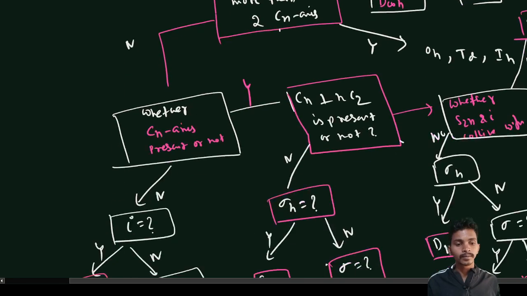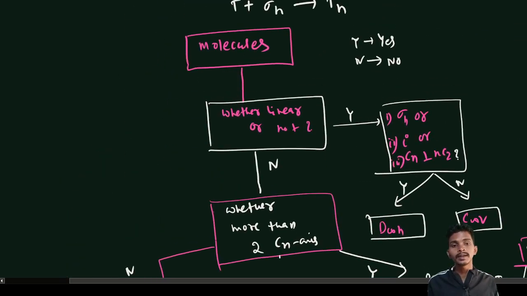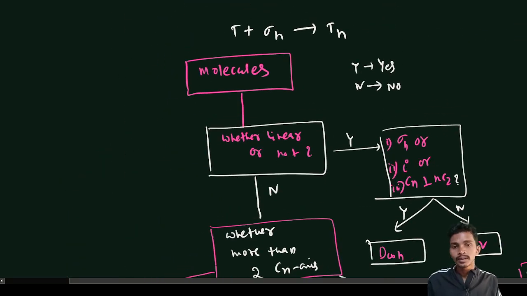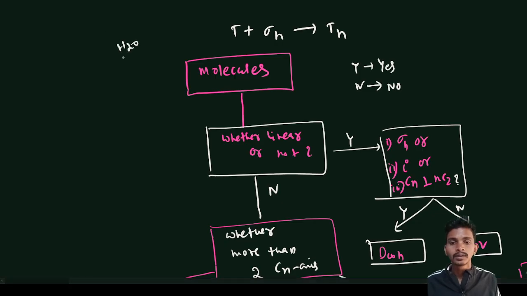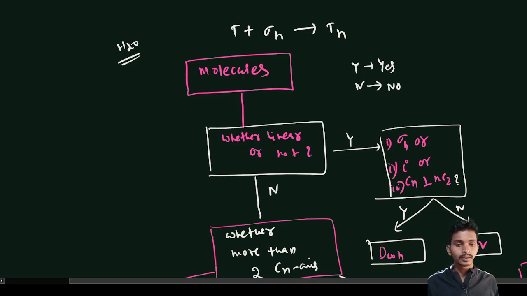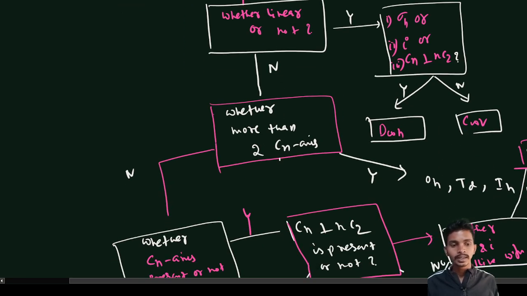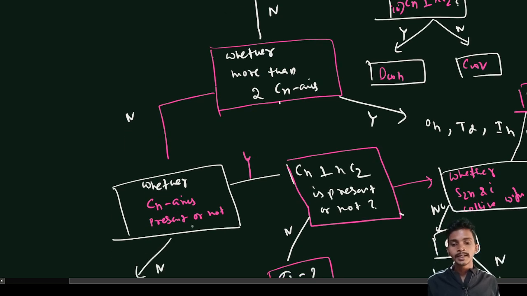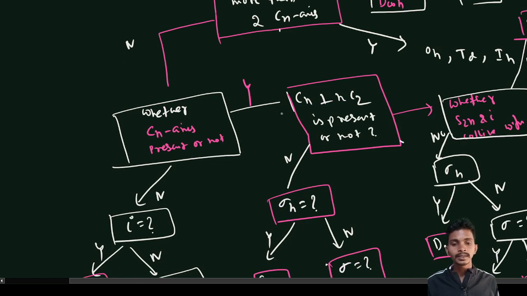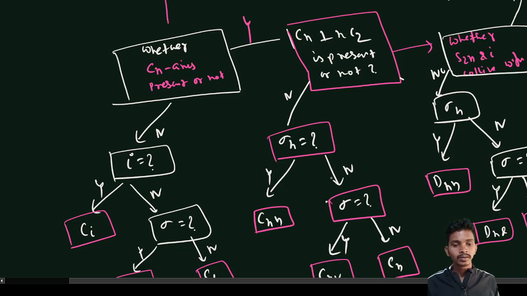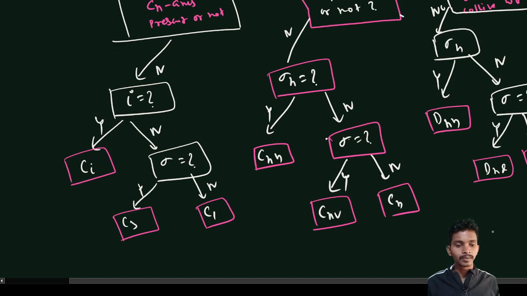So these are the tables. So you can say that first, if you take any molecule, let's say I take water. Now is this linear or not? No. So this will not go here. It will come to here. And now whether more than one CN exists? No, it is not. So only one CN exists. So if they come to here, whether CN is present or not? Yes, it's present. Then now ask whether CN and C2 are perpendicular. This? No. Then it will come here. Sigma h is present? No. Then this comes. Sigma v is present? Yes. Then this is going to be the C2V point group for water.